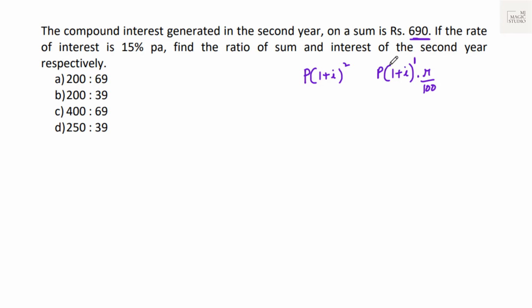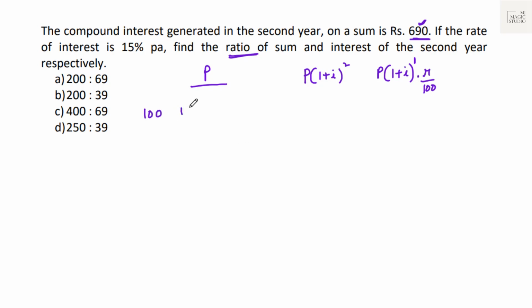But why are we discussing this? Let's see what is asked. If the rate of interest is 15% per annum, find the ratio. They're asking for the ratio of the sum, meaning principal, and the interest of the second year respectively. Now to solve these kinds of questions, 690 is irrelevant. We can start with 100 also, because we need to find the ratio only.